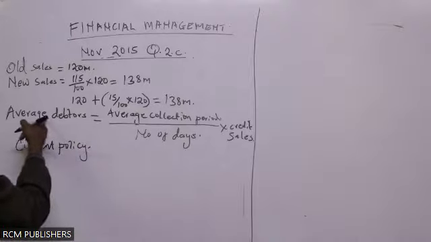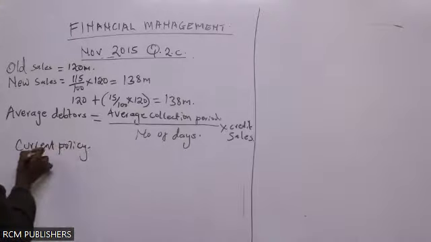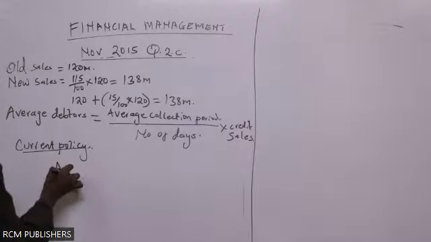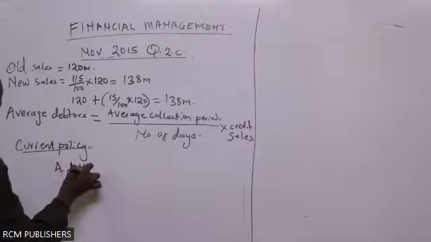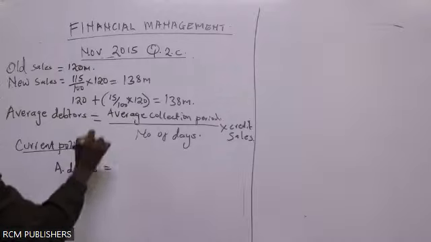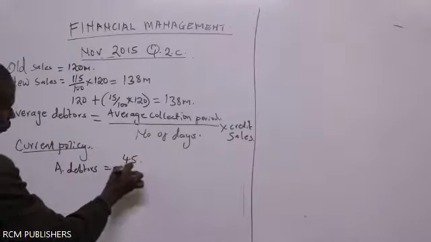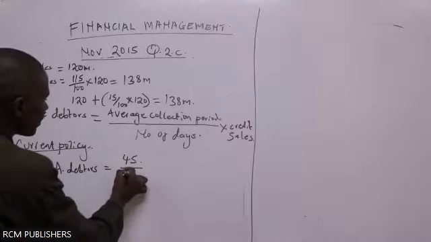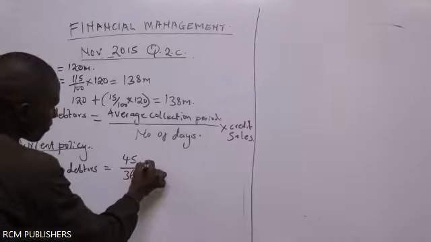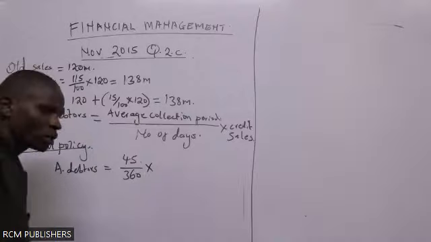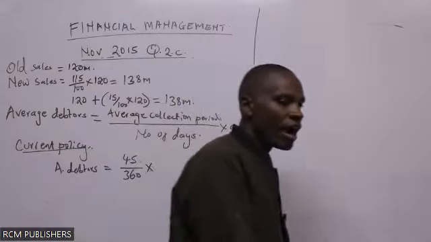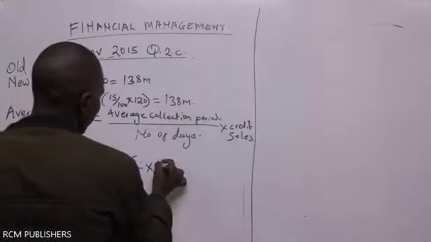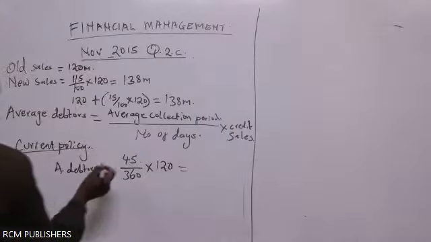So to get the average debtors for the current policy, let me abbreviate it, it will be 45 over number of days. Number of days ni ngapi? Nimeambiwa nitumie 360. And then I multiply by my credit sales. So all sales, we assume that they are on credit. That is 120. That is for the current policy.